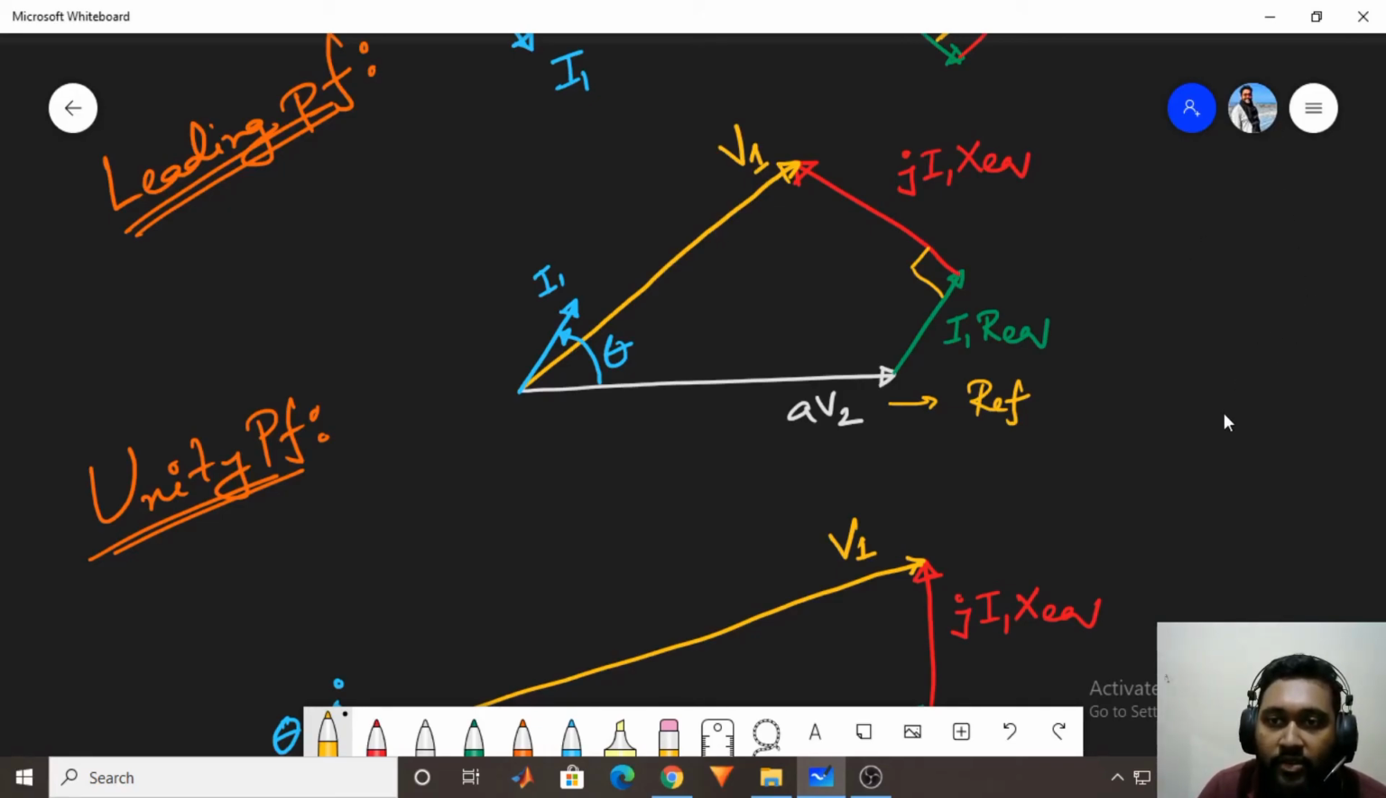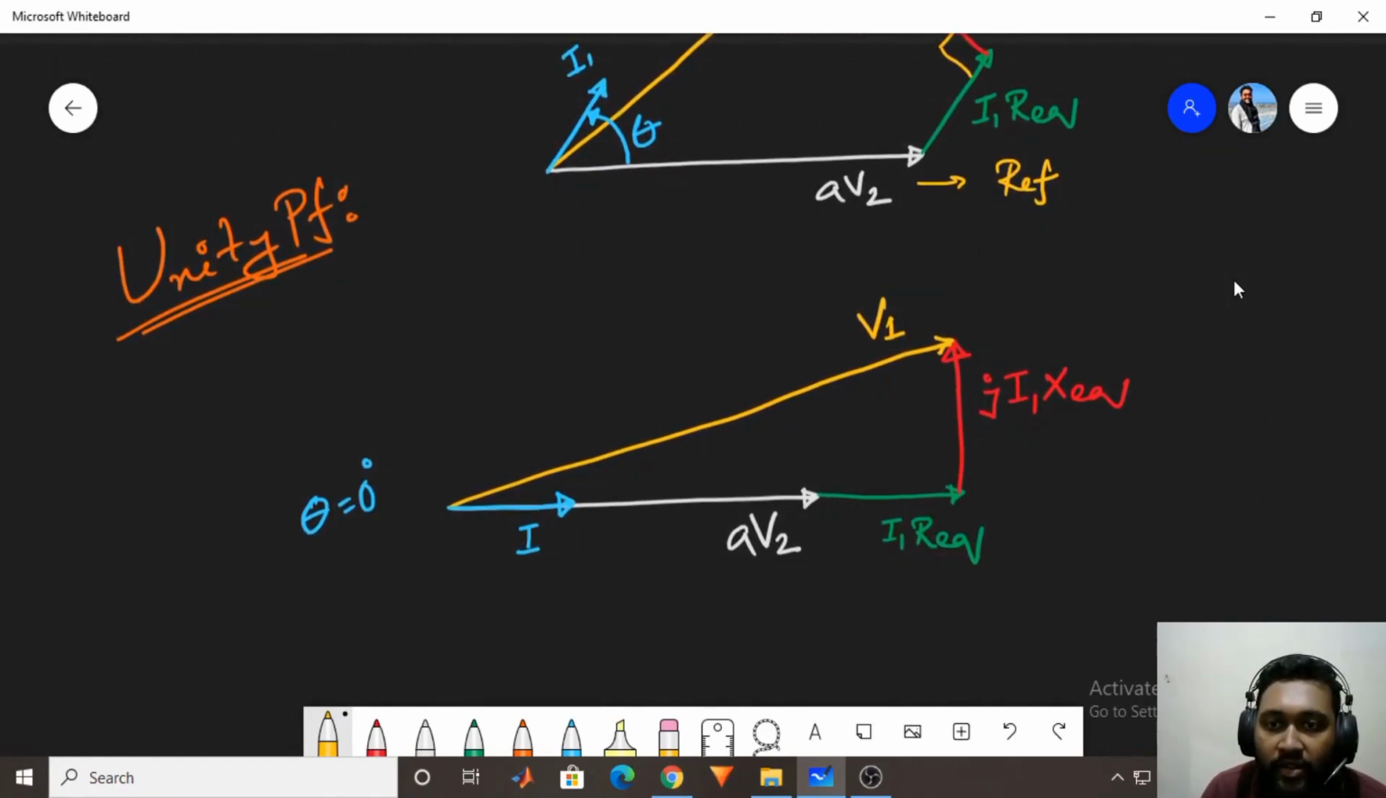Now for the unity power factor, the phasor diagram is much simpler. As the power factor is unity, the angle will be 0 degrees. So this is our reference aV2, and the current will also be in the same direction. As the current is in the same direction, I1 R equivalent will also be in the same direction, and j I1 X equivalent will be 90 degrees with that line. So finally we draw our V1, the final resultant voltage that we want to see.